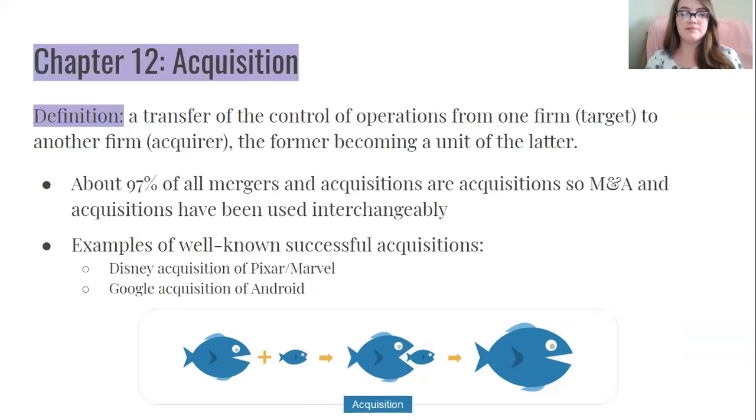interchangeably. Some famous examples of acquisitions include Pixar and Marvel becoming a part of Disney, and also Android being taken over by Google. The bottom fish picture or chart really explains this well, as the first fish is a successful company looking to expand, and then the smaller fish might be a struggling company that would maybe benefit from an acquisition, or other times it can be more of a hostile takeover. But either way, the company acquires the smaller company and gets bigger. And then this continues and continues to happen.